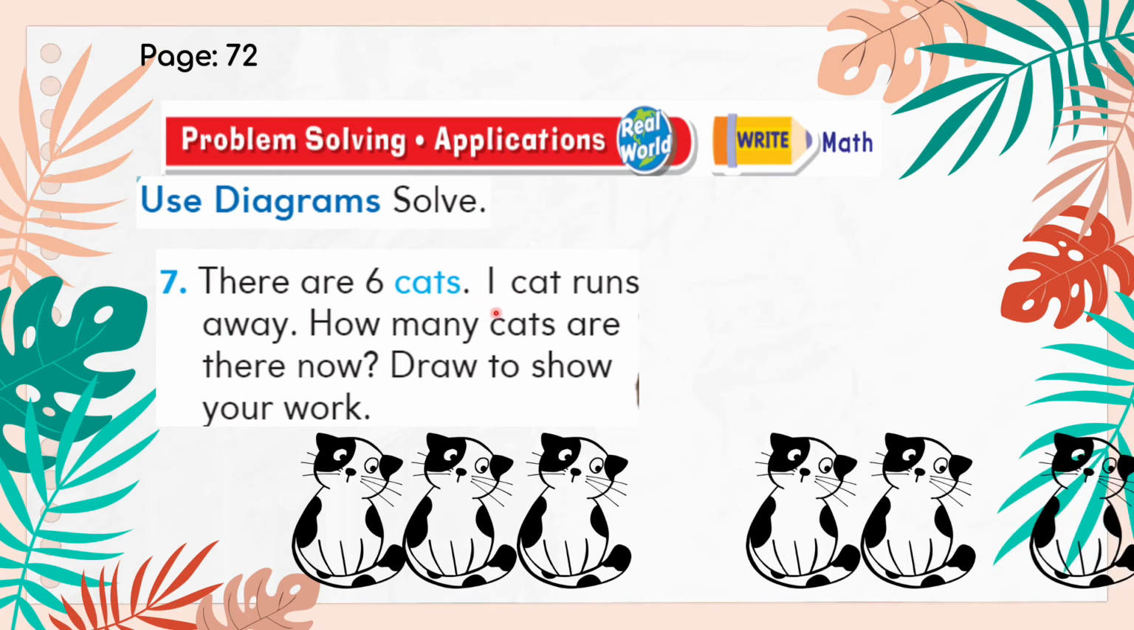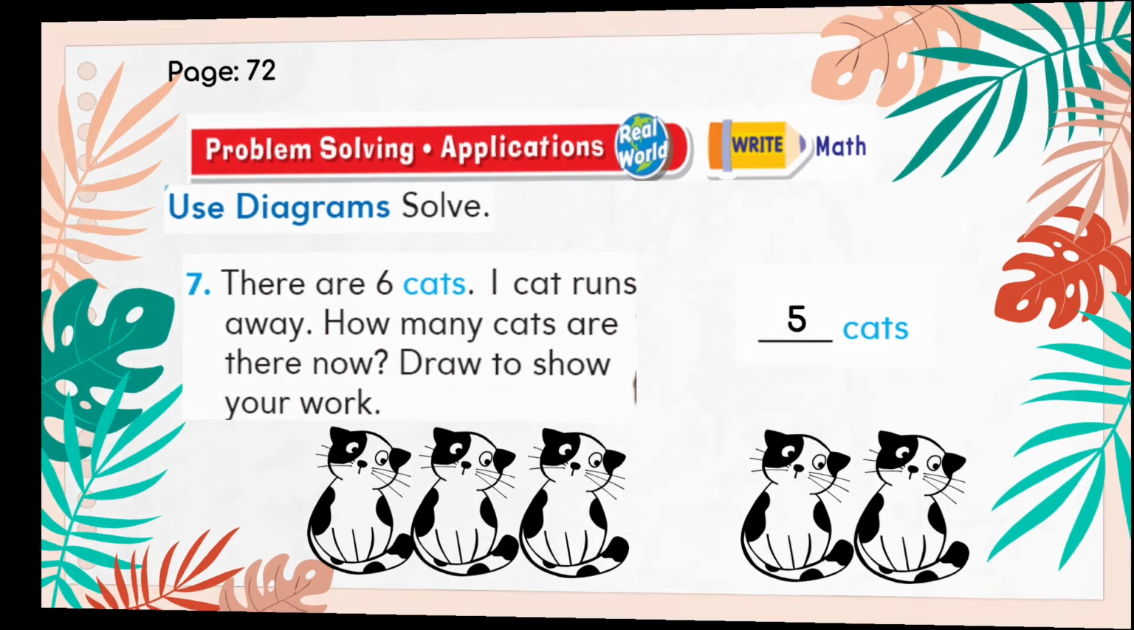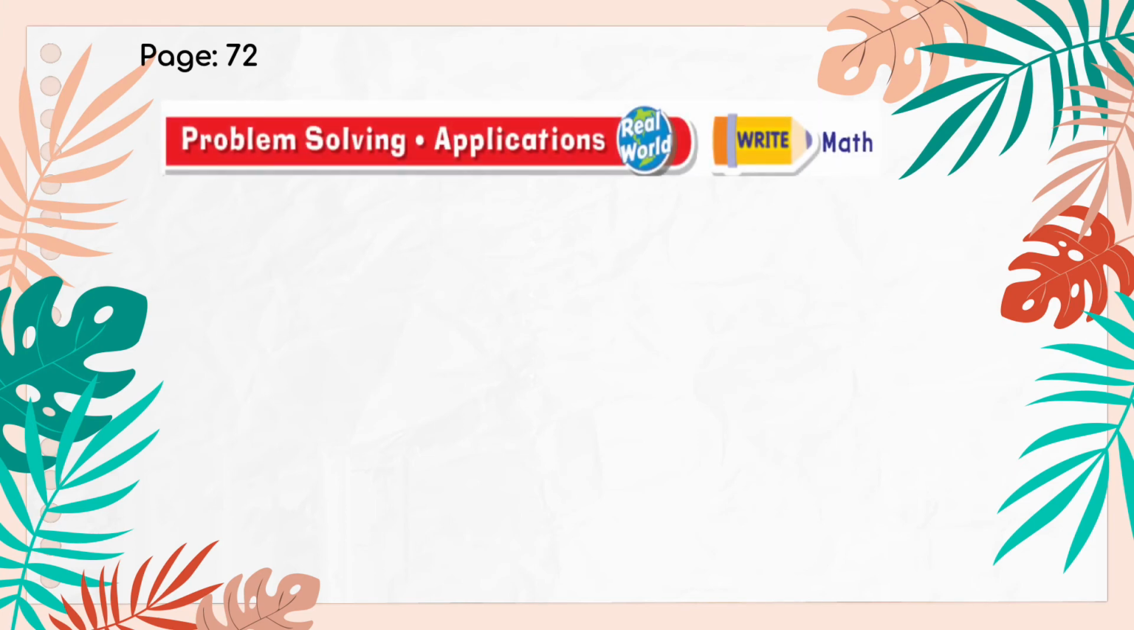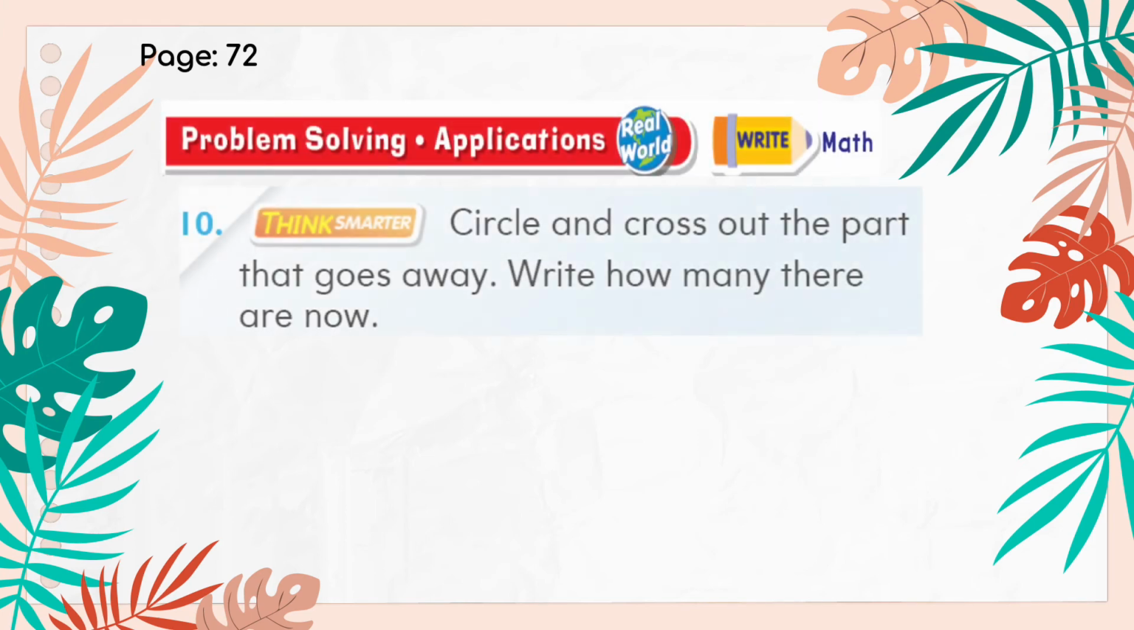So one of the cats is running away. Now how many cats do we have now? We have 1, 2, 3, 4, 5. We are left with 5 cats. On the same page, solving the problem solving application questions. Question number 10. Circle and cross out the part that goes away. Write how many there are now.